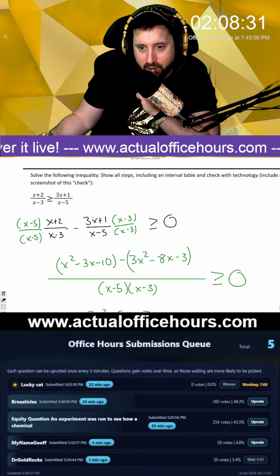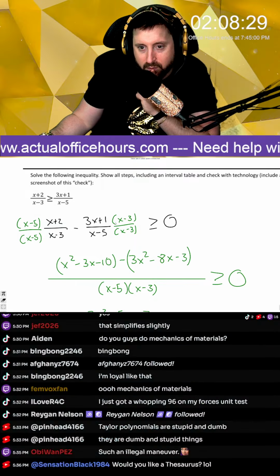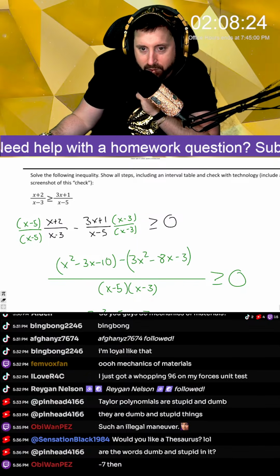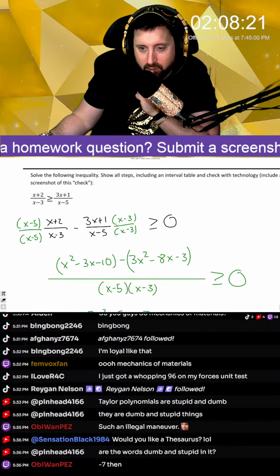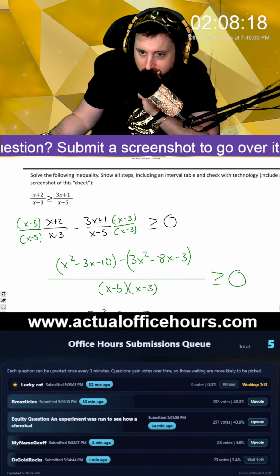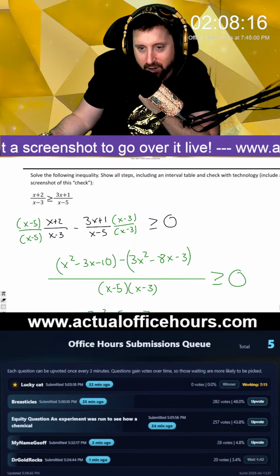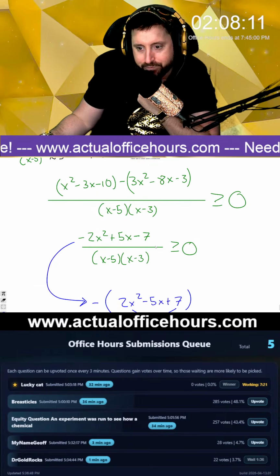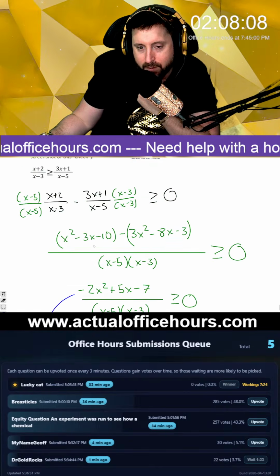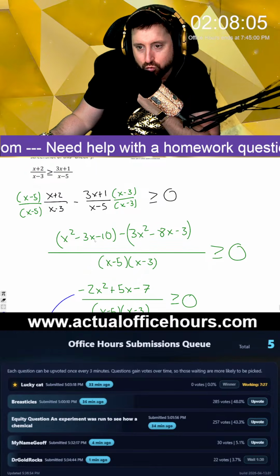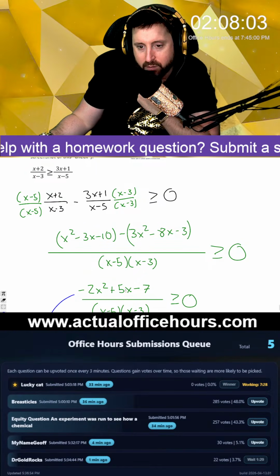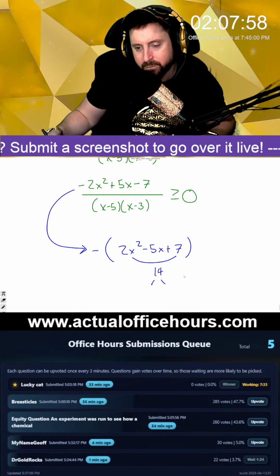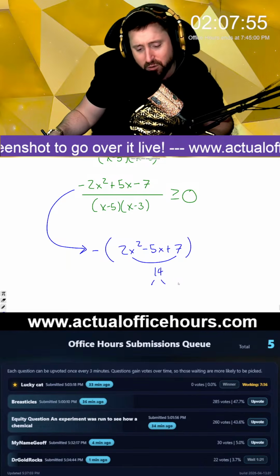And then this was positive 9x. Oh, I messed up, I think. Wait. This is positive 9x. Wait. No. It's negative 9x. Negative 9x plus x is negative 8x. And then negative 3 plus 8 is 5. Negative 10 plus 3 is negative 7. Yeah, I think it just doesn't factor. It doesn't work. It's so close, though.